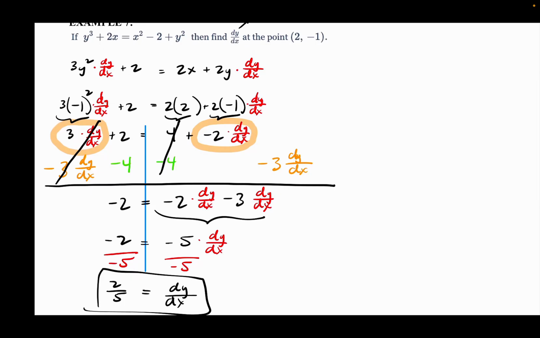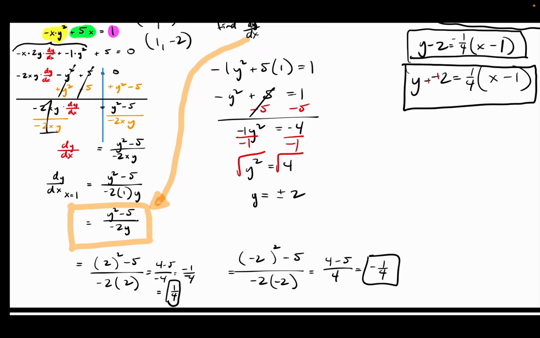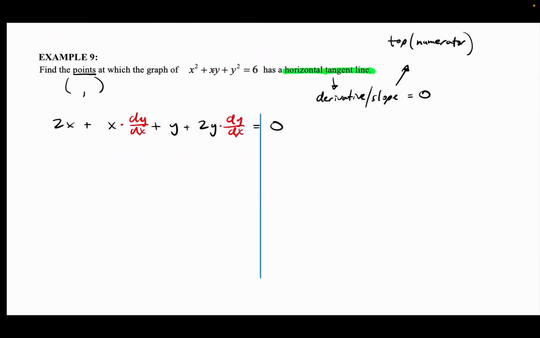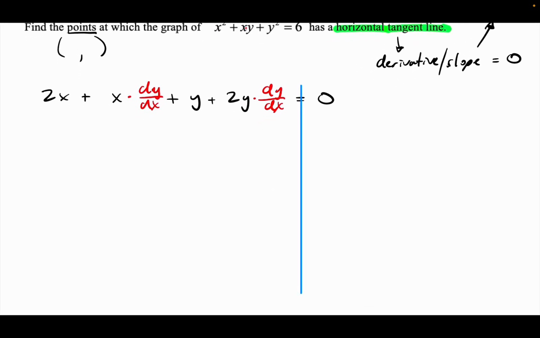Okay. I have a question about the notation from the previous problem. Let me go back. When you plugged in x equals 1, the derivative is 2x plus x dy/dx plus y plus 2y dy/dx. I don't have any points to plug in, so I have to solve for dy/dx. So anything without a dy/dx, I'm going to do the opposite to move it to the other side.